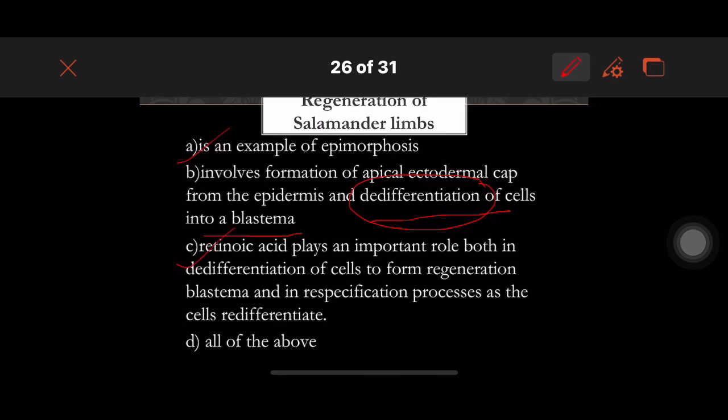Third point: retinoic acid plays an important role both in de-differentiation of cells to form the regeneration blastema and in re-specification processes as cells re-differentiate. This is also true, because in epimorphosis the cells first undergo de-differentiation, they divide to heal the wound and to replace that lost organ, and again they re-differentiate into that particular organ. So all of the above. The correct answer is option D.